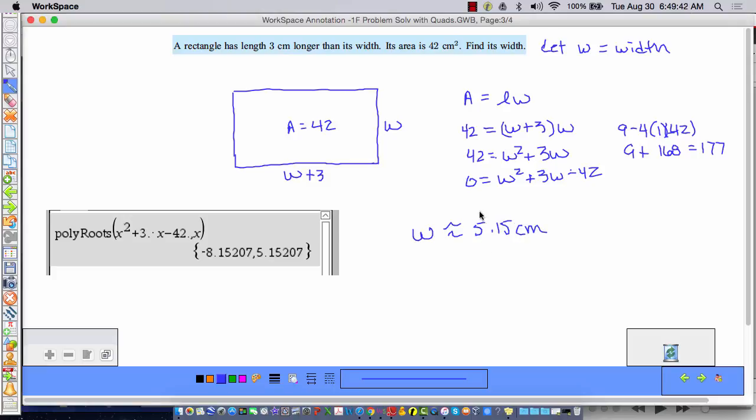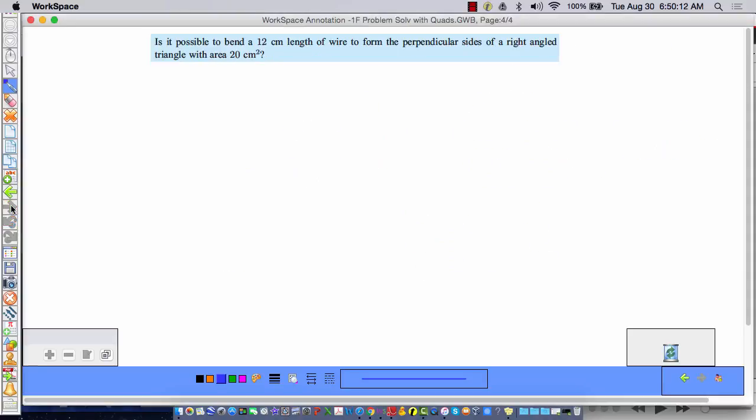We're always going to round to 3 significant figures unless otherwise indicated. So that makes the length approximately equal to 5.15 plus 3. So that would be 8.45 centimeters. I don't know why I did that because they just asked me for the width. Of course, we throw out the negative solution because length cannot be negative. So here's our solution right here. Wasn't that wonderful? One more question to go here.